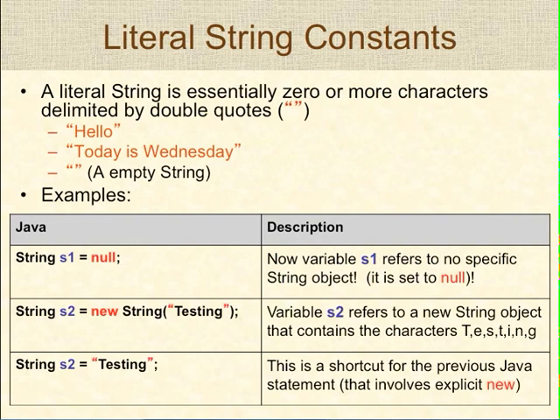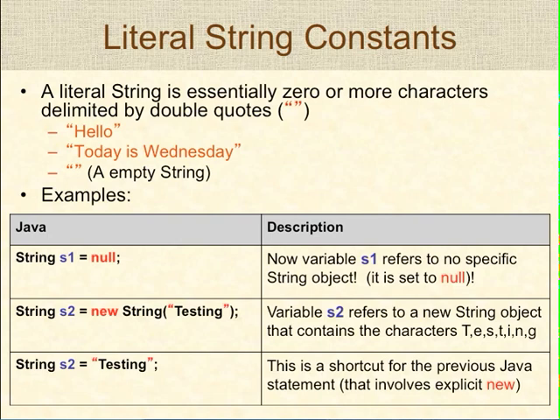Now, string literal constants are denoted using double quotes. And so here are a couple of examples: hello, and today is Wednesday. You can also have an empty string, which has no characters.